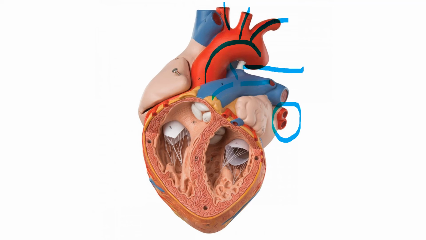This 3 cusp valve that you're seeing in the right ventricle is a pulmonary semilunar valve. Here we see the right atrioventricular valve. The strings are the chordae tendineae. This thumb-like looking muscle is a papillary muscle. I can see more over here in the left ventricle.